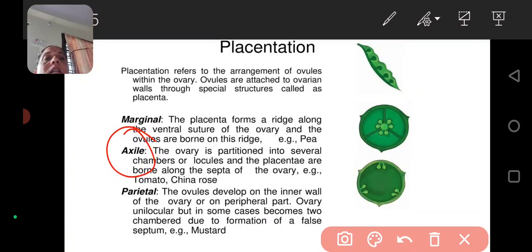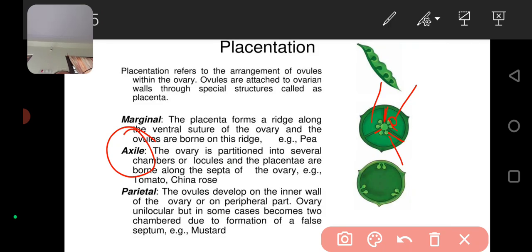The next one is axial placentation. The ovary is partitioned into several chambers or locules, and the placentae are borne along the septa of the ovary. This is called axial placentation. Here are the three locules, and the placenta is borne along the septa. This is the first septum, the second septum, and the third septum.